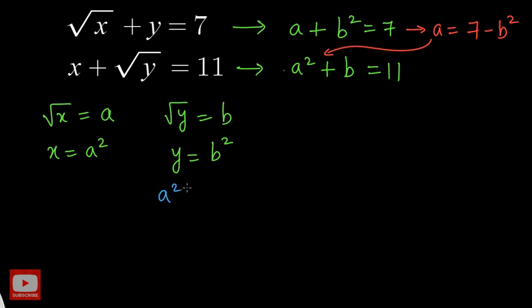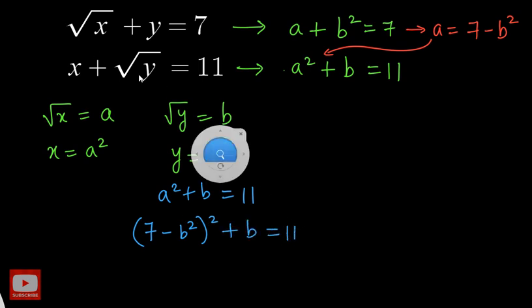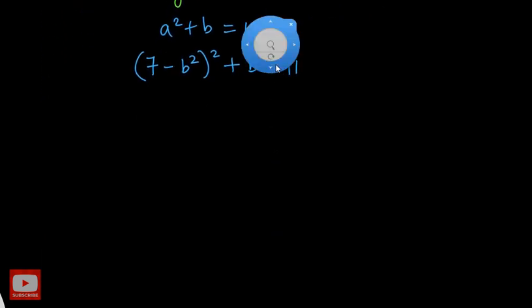So the equation is a square plus b equal to 11. So a is equal to 7 minus b square. So a square will be (7 minus b square) the whole squared, because it's a square plus b equal to 11. So we have an equation with only one variable.